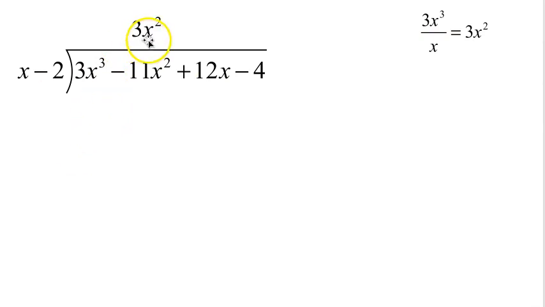And then we multiply the quotient times the divisor. 3x squared times x minus 2. What will that be? It will be 3x cubed minus 6x squared. So we write that down here and we have to subtract.